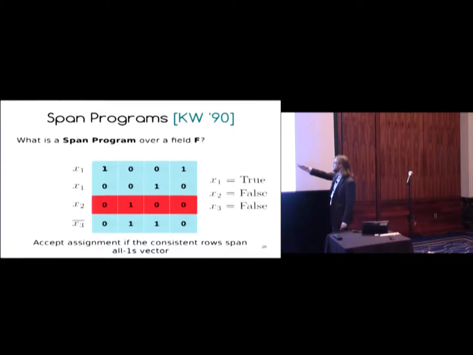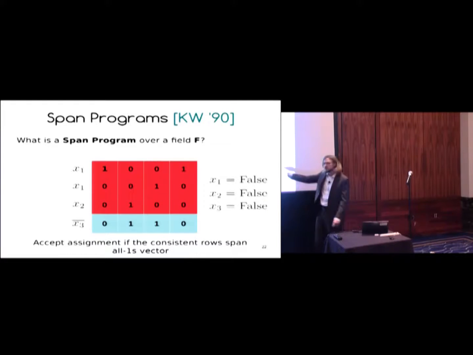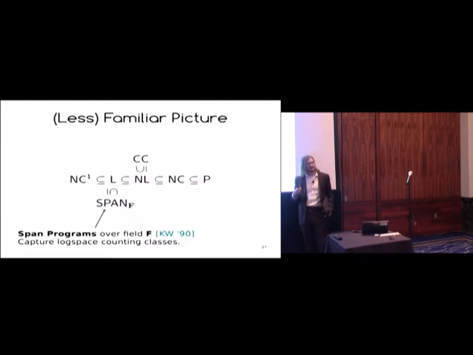Now, if we had a different assignment, maybe now we can't use x2, but x3 is false. So now if you sum up the first row and the last row, you can see we still span the all one vector, so we would accept it again. And on the other hand, if everything's false, well, there's no possible way that we could span the all one vector if we just have this last guy, so we reject. Okay? So it's really kind of an elegant model. It was introduced by Karchmer and Wigderson back in 1990. And what's kind of nice about it is that it gives this nice characterization of log space counting classes, like parity L and mod PL and a bunch of exotic counting classes within P.